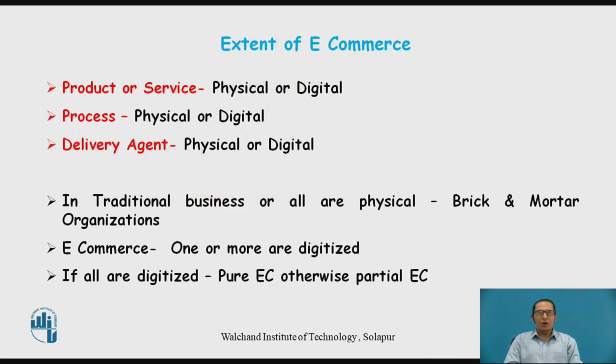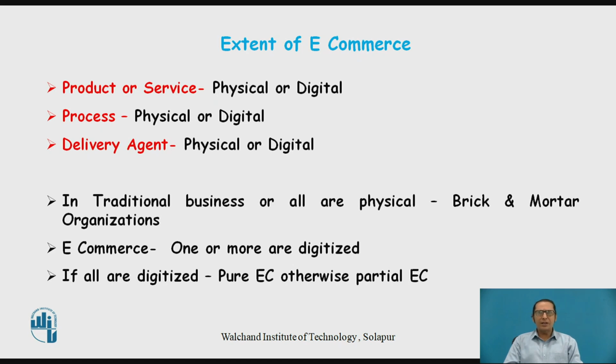Then coming back to e-commerce, what is the extent of e-commerce? Basically, when we are talking about e-commerce, the product being sold or bought is either physical or digital. The process of buying the product may be physical or digital, and the delivery of the product may be in a physical form or a digital form. So based upon what type of product it is, what type of process is followed and how it is delivered, there can be a number of combinations as far as e-commerce is concerned.